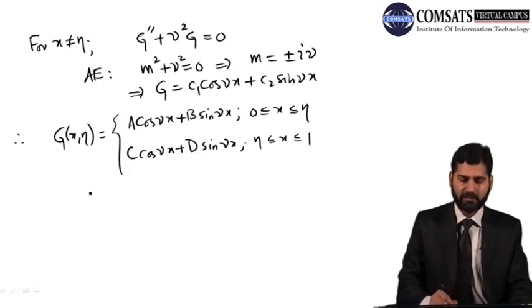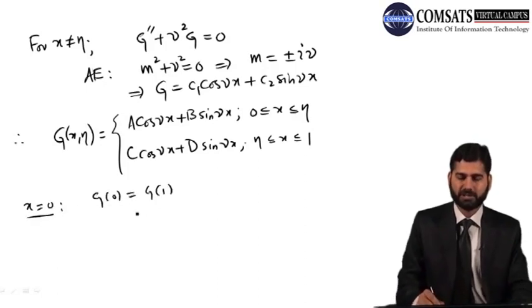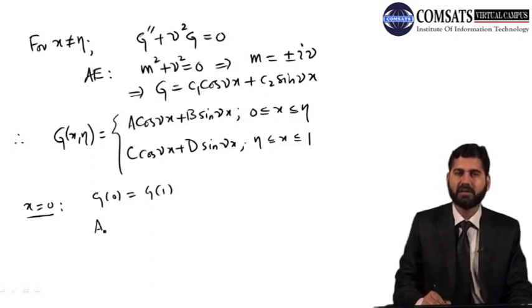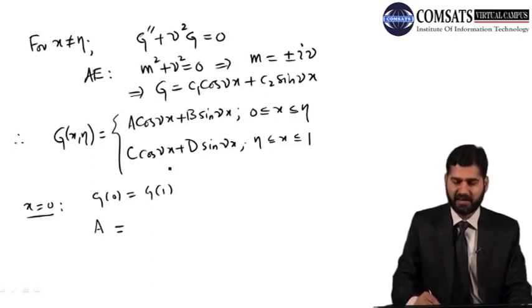Alright, so again, first of all we will use boundary conditions. At x equal to 0, we have g at 0 is equal to g at 1. So what is g at 0? g at 0 is a cosine 0, which is 1, plus b sine 0, which is 0, and this is equal to g of 1. When x is 1, it is this, so it is c cosine nu plus d sine nu. This is what you are having.